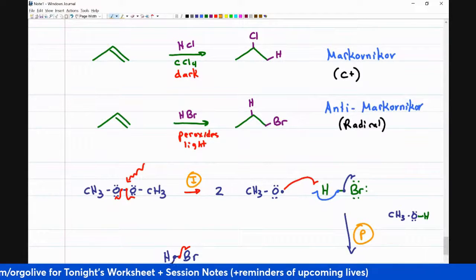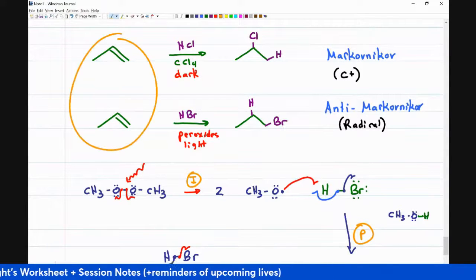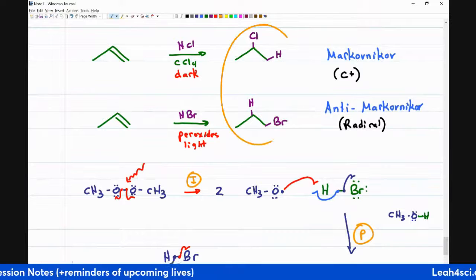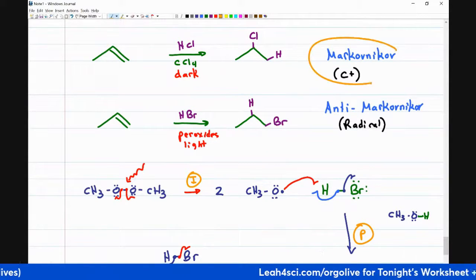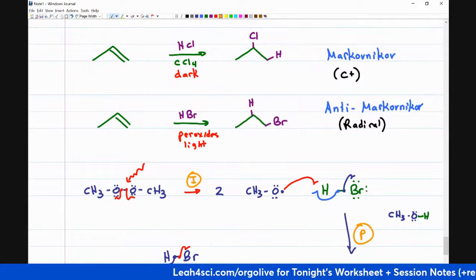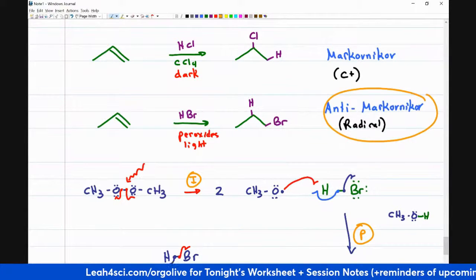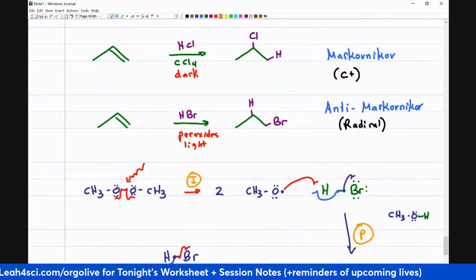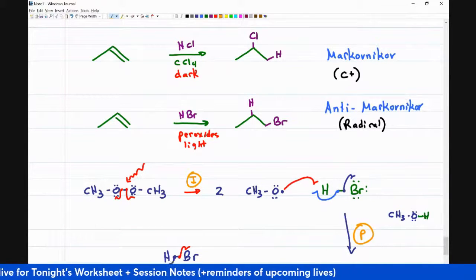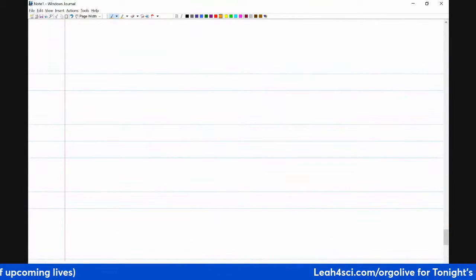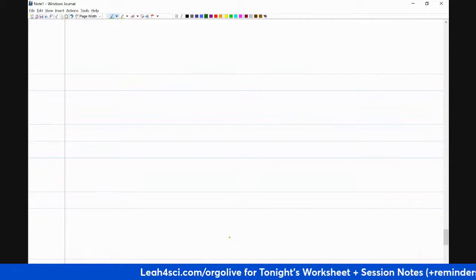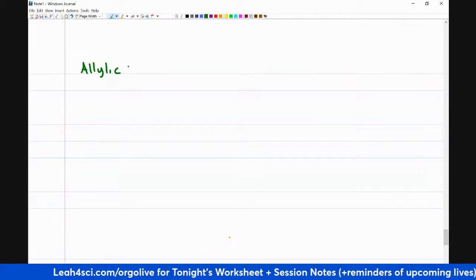And in this case, we're going from an alkene, yes, in both cases, an alkene to a halogenated alkane. The carbocation intermediate gives me a Markovnikov addition. The radical intermediate gives me an anti-Markovnikov product. All right, so that is alkene halogenation. And one more reaction that I was asked to cover is allylic halogenation. And specifically, we're going to focus on allylic bromination, but I'll show you both.